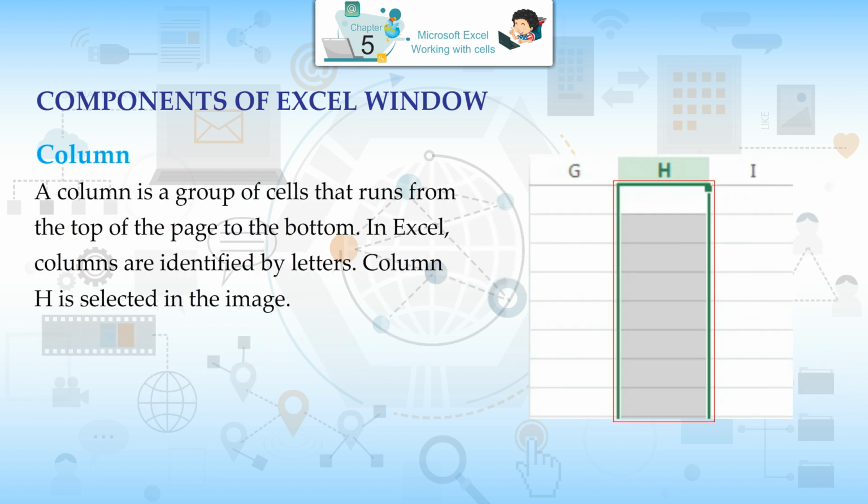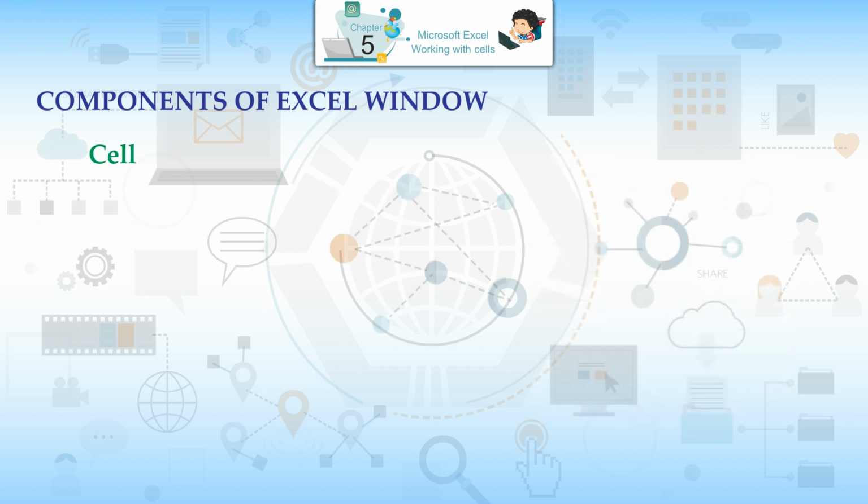Column. A column is a group of cells that run from the top of the page to the bottom. In Excel, columns are identified by letters. Column H is selected in the image.